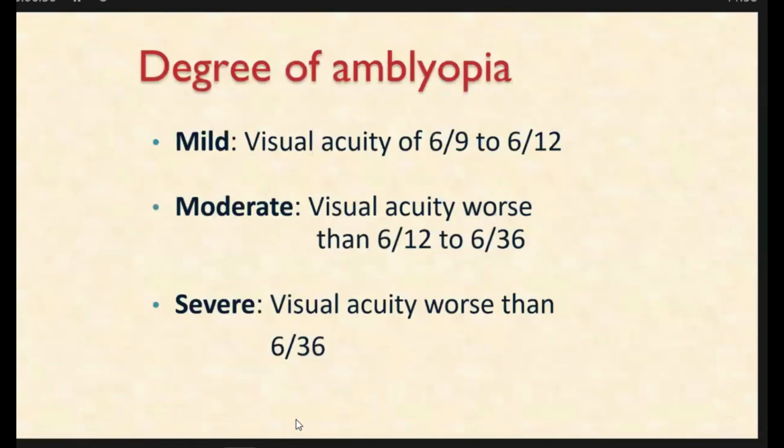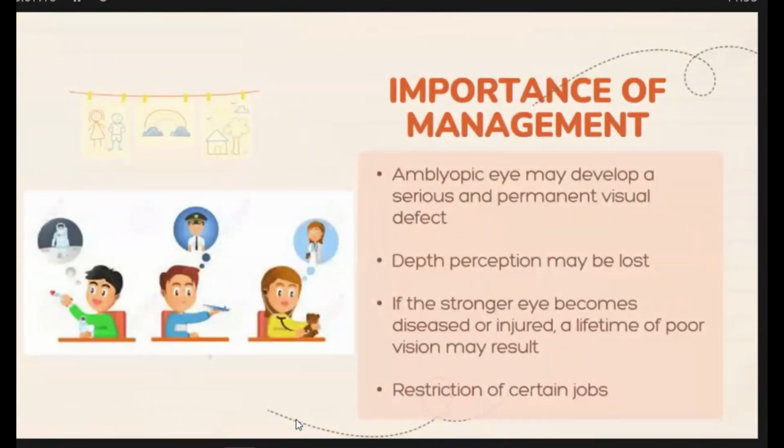So how will you grade? Depending on this grading, we have to initiate the treatment. The intensity of the treatment varies with the grading of amblyopia. Mild is visual acuity of 6/9 to 6/12, moderate is 6/12 to 6/36, and severe is worse than 6/36. So why is it so important to manage amblyopia?